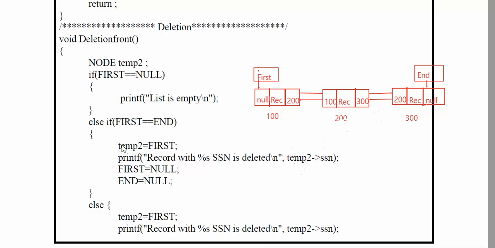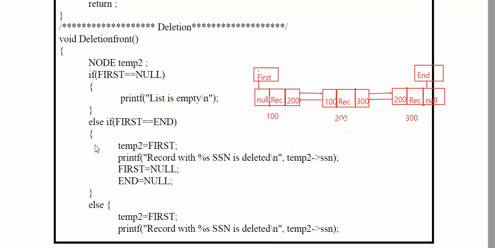First node will be assigned to temp2, and the record with the data, the SSN, will be displayed, and make both first and end equal to null. That means there are three conditions which can appear here. One is that the list is empty. In that case, we cannot delete any node. The second case, the list is having only one node. In that particular case, we are going to delete that node and make first and end equal to null.